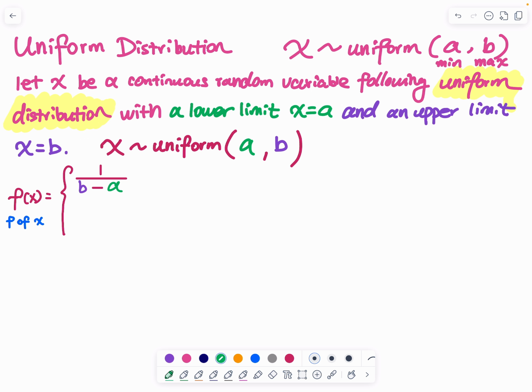Very easy. You have 1 over maximum minus minimum, and this is the function when x is between A and B. And then what is the function equal to? The function is equal to nothing when x is outside of this domain. So the function is equal to 0 otherwise.